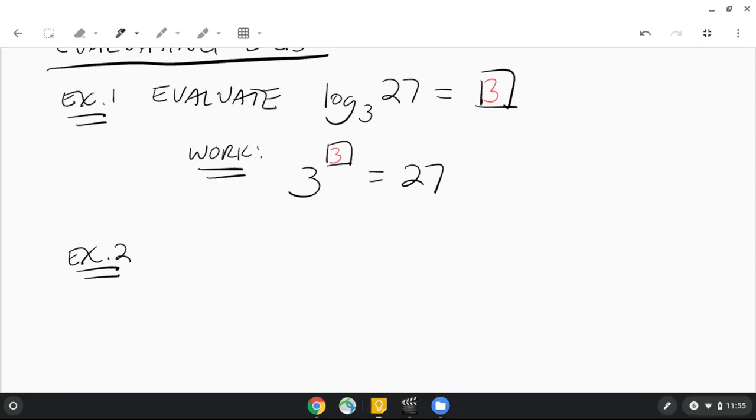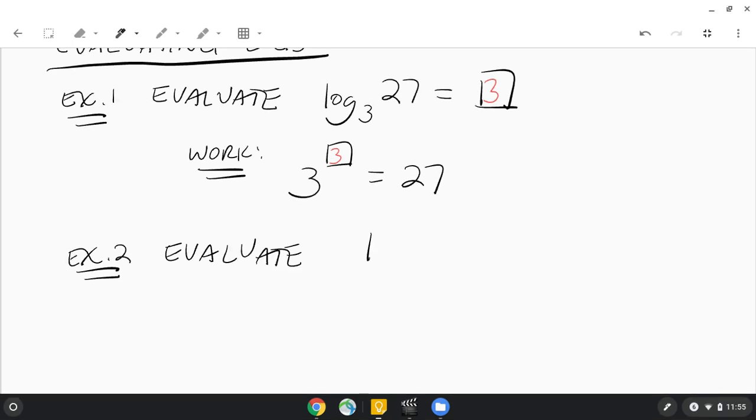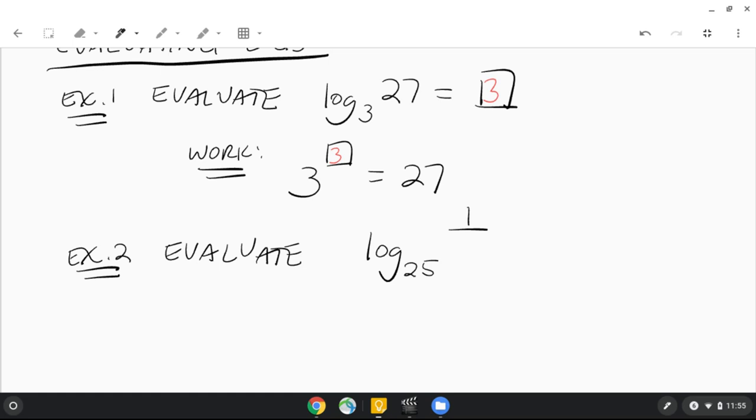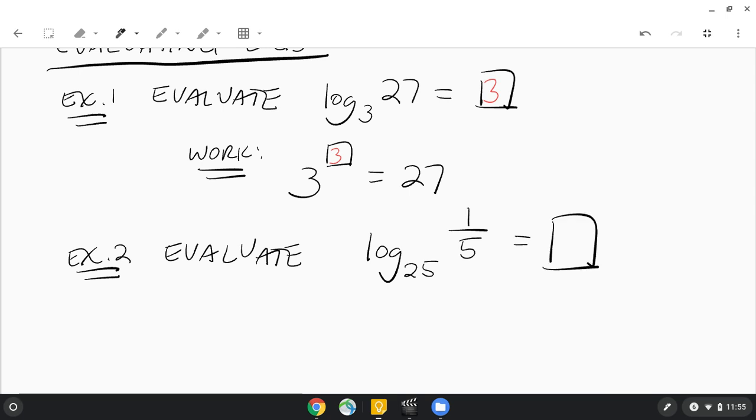So let's go ahead and evaluate this. Log base 25, and we get 1 over 5. Okay, this one's a little more tricky. So again, the answer to this needs to be a number that is the exponent for the base 25, such that we get 1 over 5.